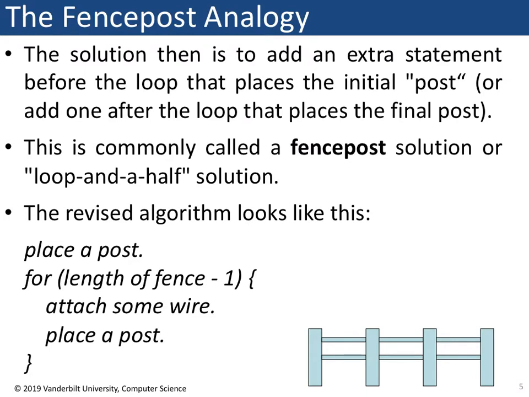The way to solve this is either to place an initial post so that one of our n occurs before the loop, so therefore we are allowed to do our loop n-1 times, or to place one of the posts after the loop, so that we're allowed to do the loop only n-1 times. That's why it's referred to as a fence post solution, because of this correlation with building a fence.